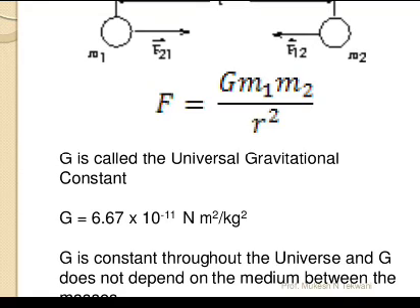For any object of any masses, at any distance between them, the value of G is not changed. That means it is a universal constant. G is a constant throughout the universe and it does not depend on the medium between the different masses or any distance between them.